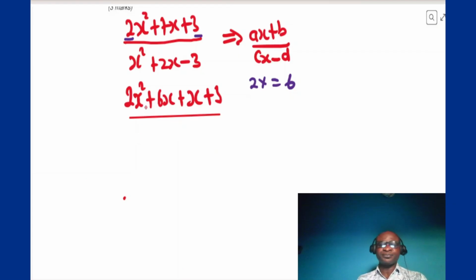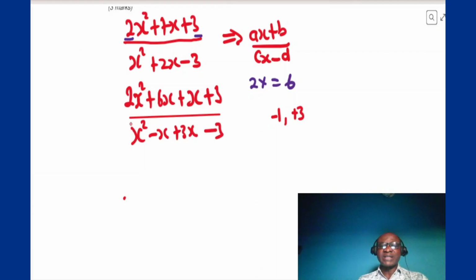I come to the denominator, two numbers that I can multiply to get minus 3 and when I add them, I get plus 2. That is going to be 1 and minus 3. If I multiply 1 by minus 3, I get minus 3, and when I add them, I get plus 2. Mona, are you listening to me? Yeah. Therefore, it is now going to be x² − x + 3x − 3.